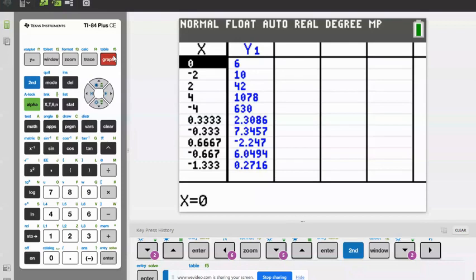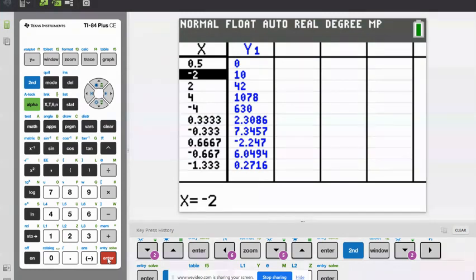So let's do a positive half. You're going to go where it says X equals, and to type in a half, I'm just going to do 1 division sign 2. It was actually 3 halves? Okay, no problem. So you do 1 divided by 2. Enter. What happens? When X is a half, Y is 0.